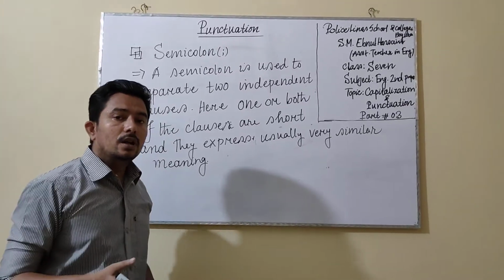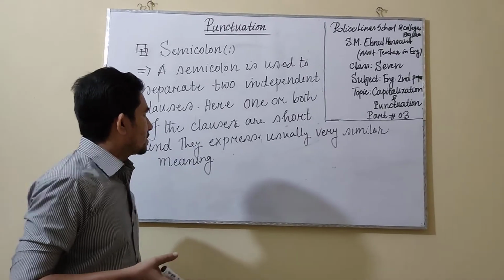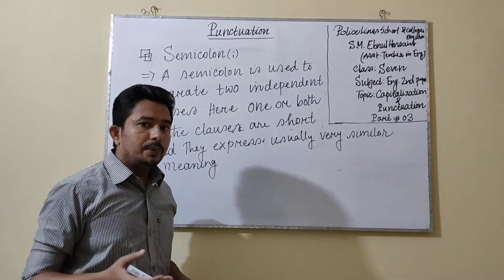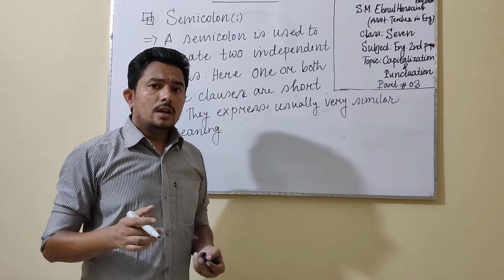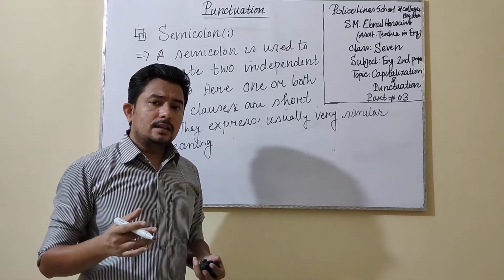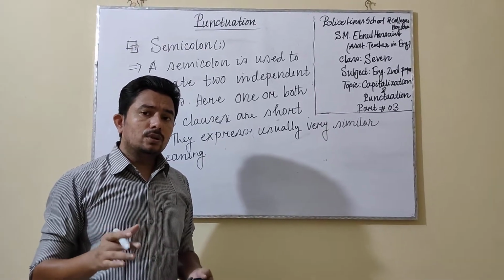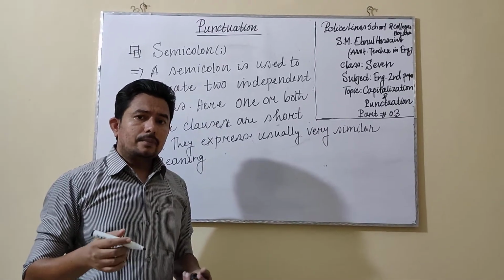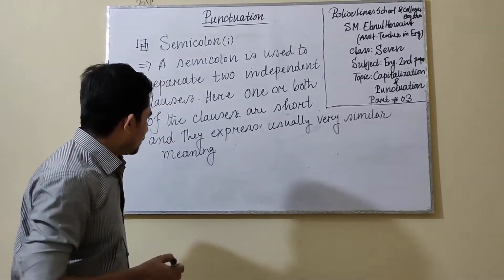We can see that a semicolon is used to separate two independent clauses, and you should remember that these two clauses usually express a very similar meaning. One or both of the clauses are short. So let's have an example.